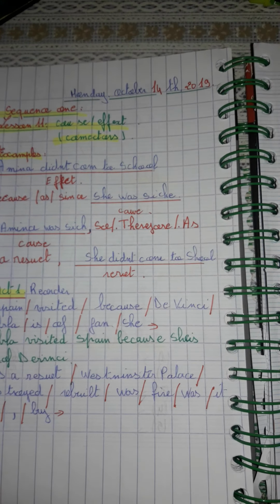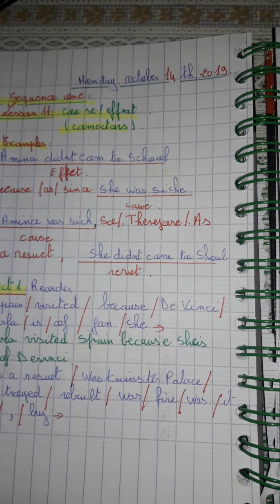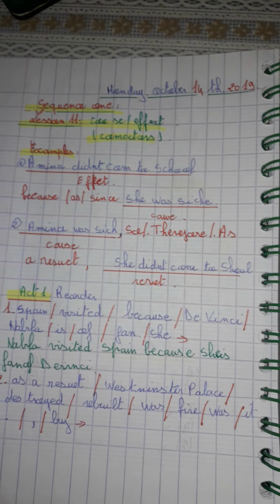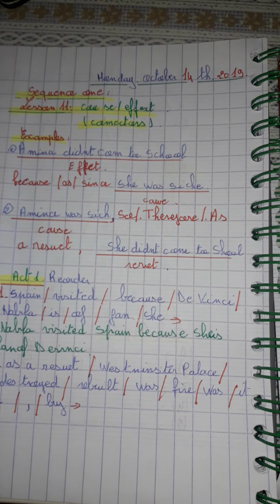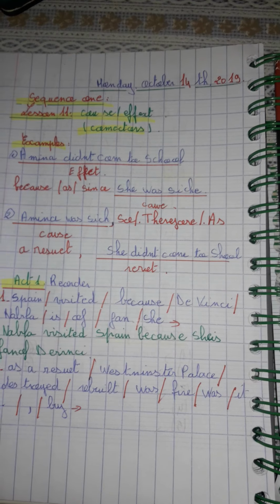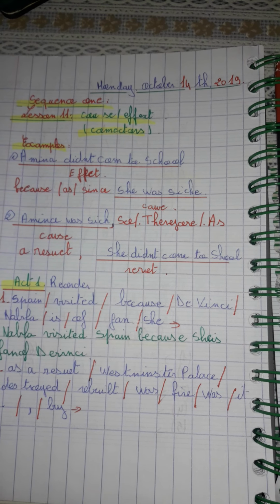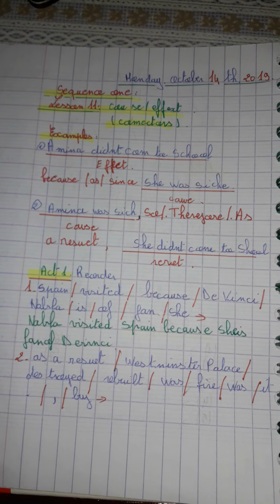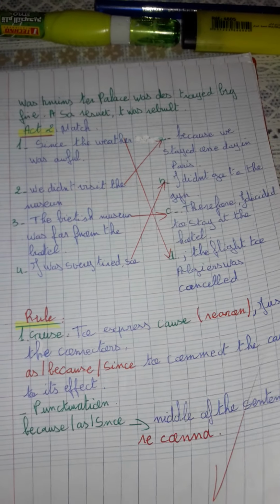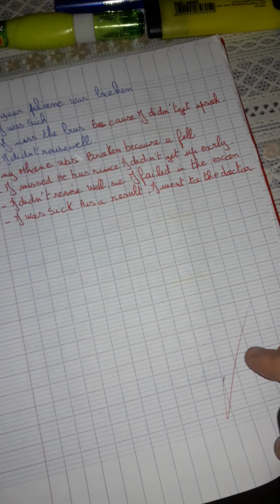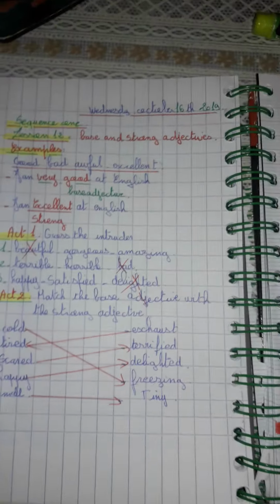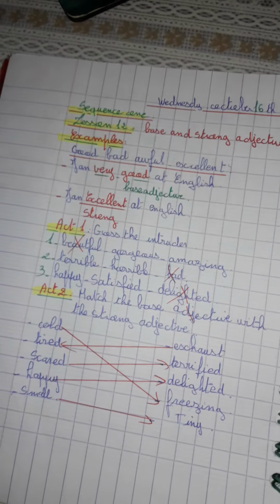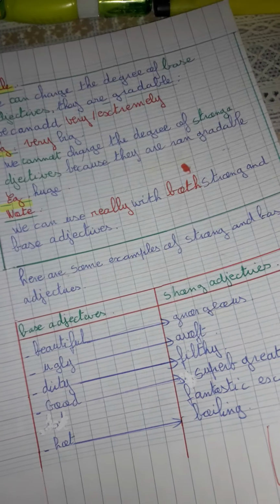Then cause and effect. I remind you, this is last year's copybook. For cause and effect, I think they have integrated it in another sequence. It's not in this sequence. So that was the copybook of last year. Then base and strong adjectives, which is removed this year.